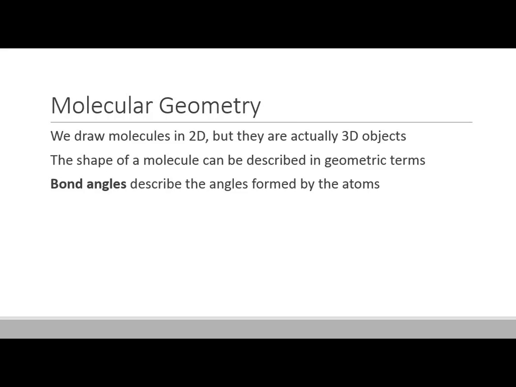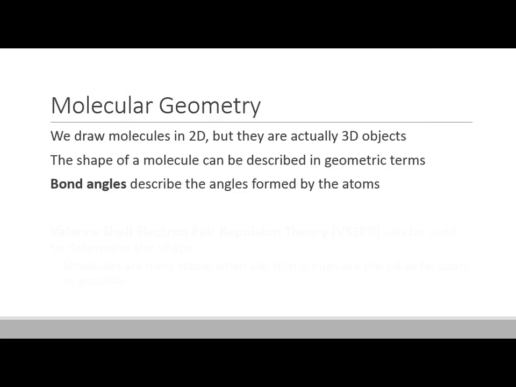Now, when we're drawing molecules, we've actually gone over a section on drawing molecules, and we've drawn these in 2 dimensions, but remember that these are actually 3D objects, so they can spin and rotate and so forth, and we can describe these molecules in terms of geometry, in different shapes. We can talk about the bond angles between the atoms and so forth, and this should all be a review.